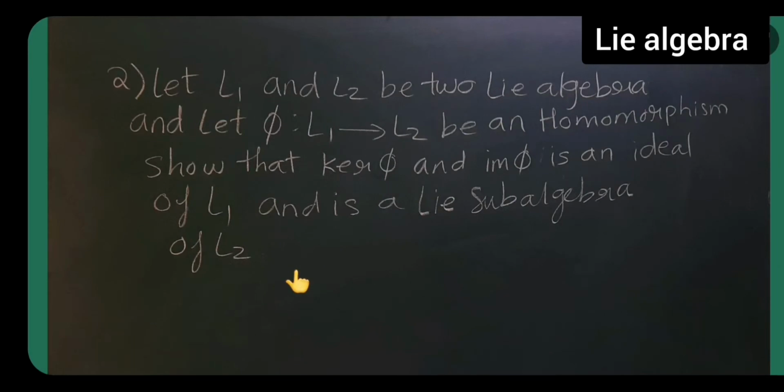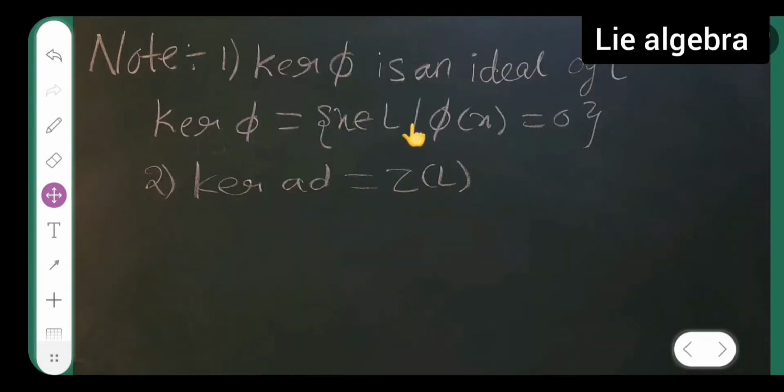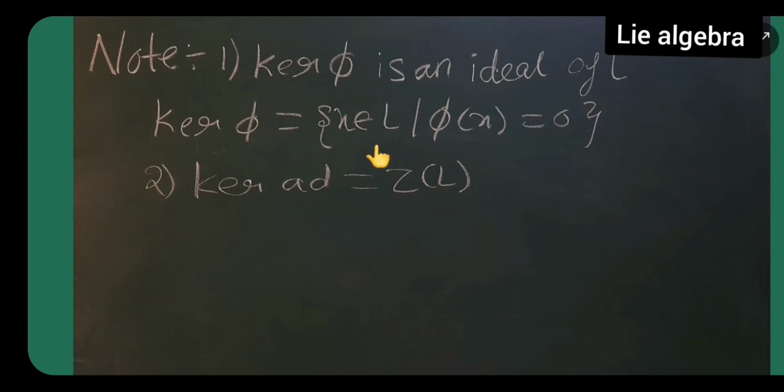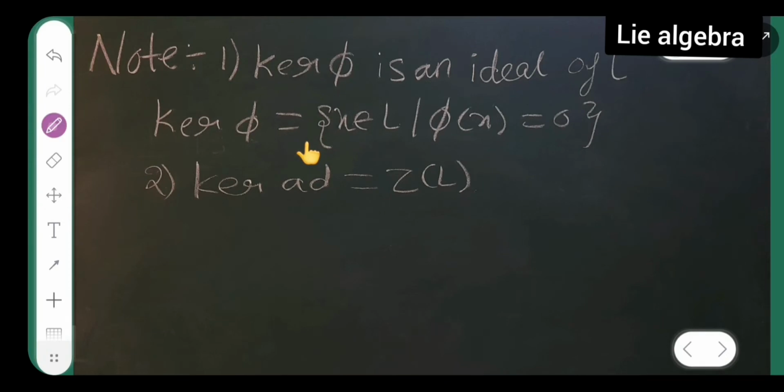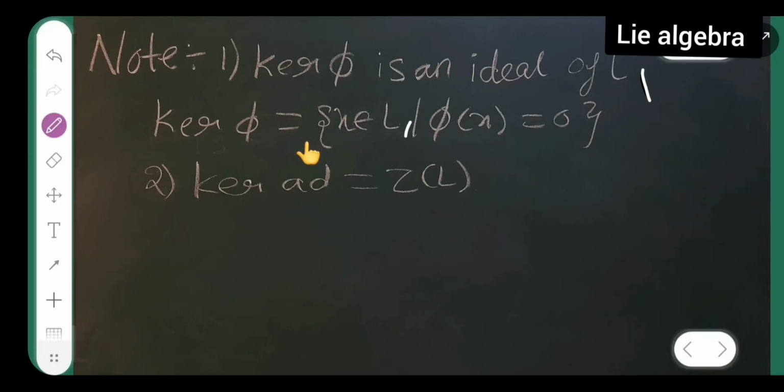Now let me start with the proof. First, let x belongs to kernel of phi, where y belongs to L1. Now tell me, what is the kernel of phi? See, kernel of phi is nothing but {x belongs to L, where phi(x) = 0}. But the kernel of phi is an ideal of L, right? So if it belongs to L, what would have come here? L1, right? Now let me do this.